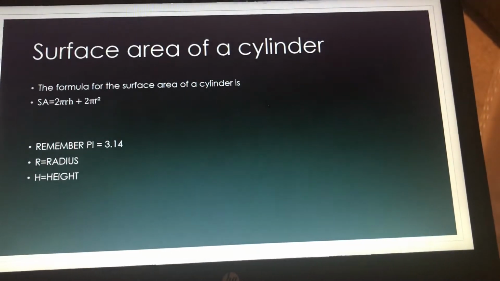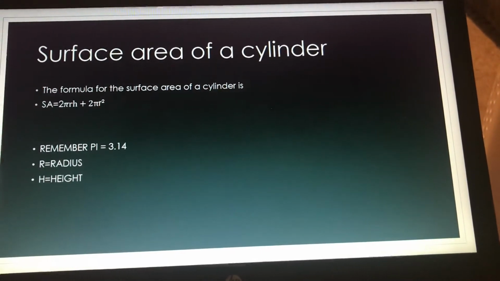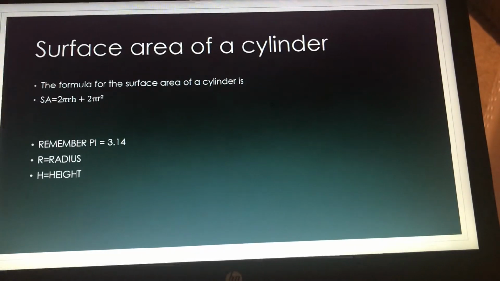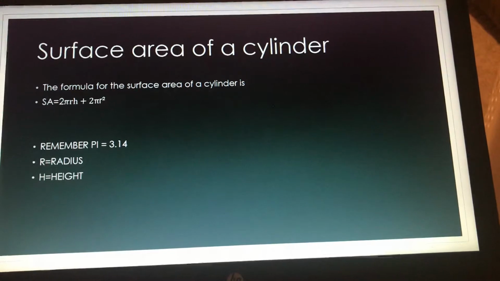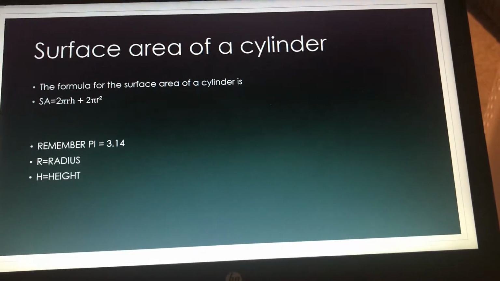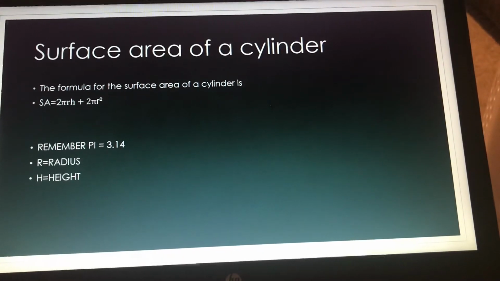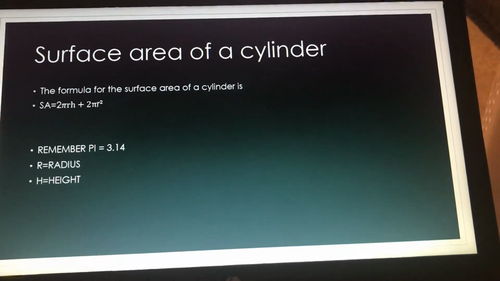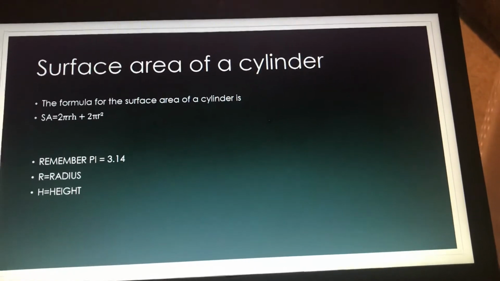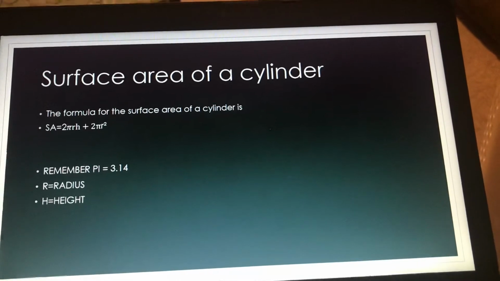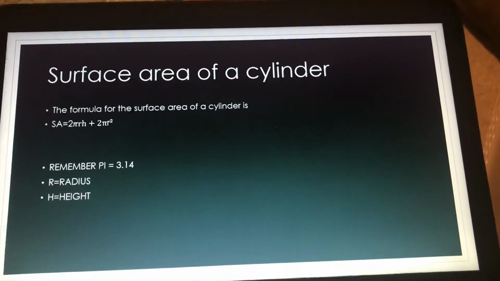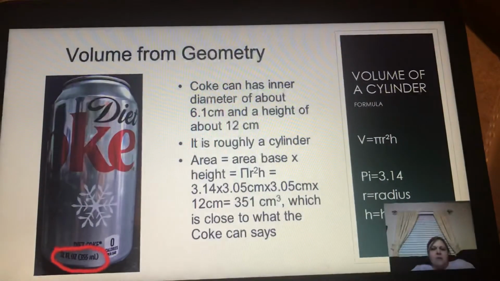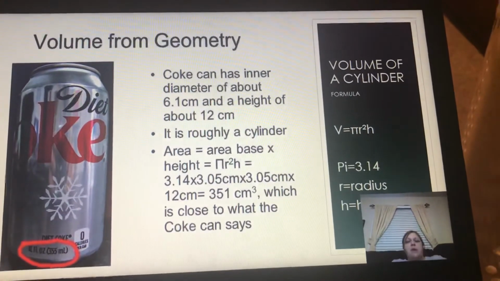Okay, the surface area of a cylinder, I have the formula listed here for you: 2 pi r times h plus 2 times pi times r squared. I have down below the little key. Remember, pi equals 3.14, r is the radius, h is for the height. For the surface area of a cylinder, you can think of a can of green beans. All the metal that it takes to make that can of green beans, all of that metal would be the surface.